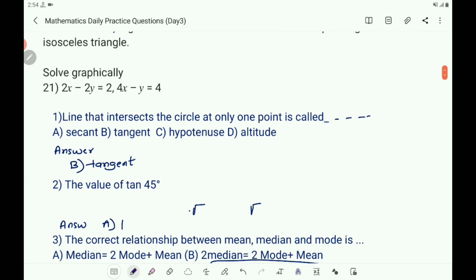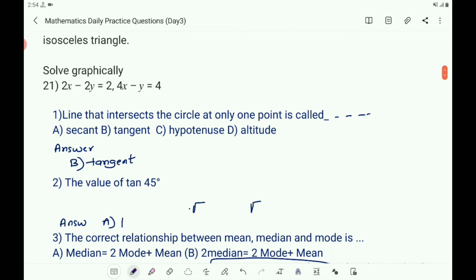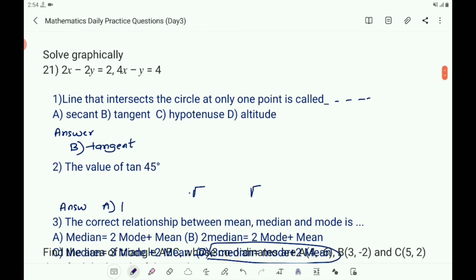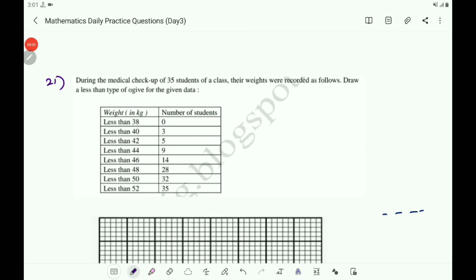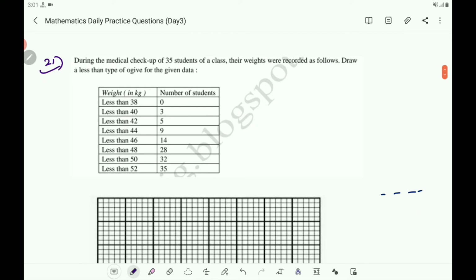Next, let us go to question number 21. Solve graphically. During the medical checkup of 35 students of a class, their weights were recorded as follows. Draw a less than type ogive for the given data. Here the less than 38, less than 40 distribution is already given, and these are the cumulative frequencies. Directly let us draw the ogive.